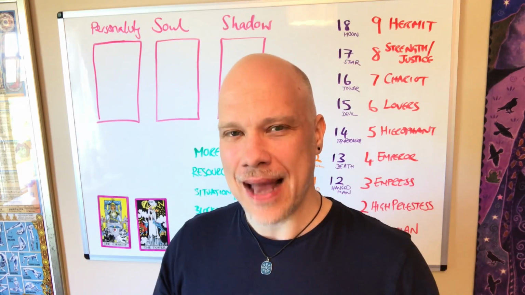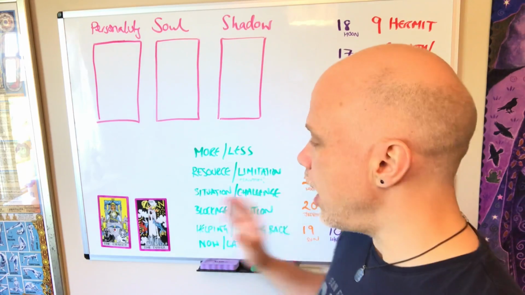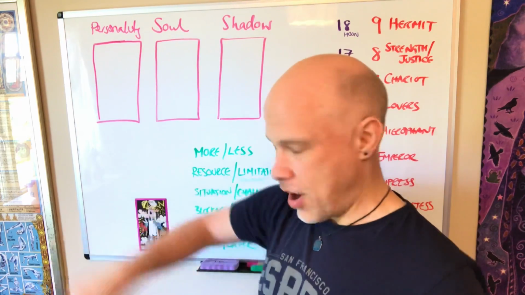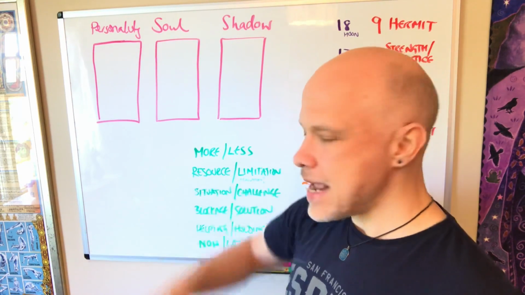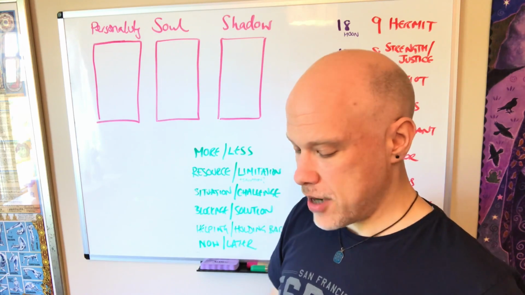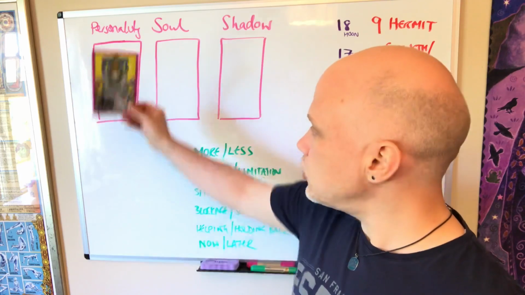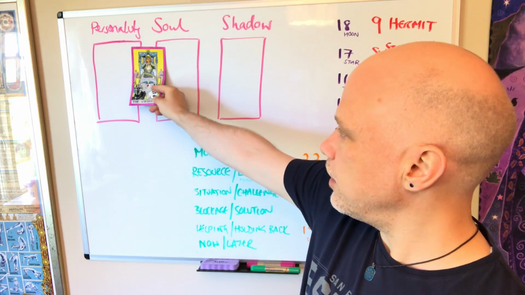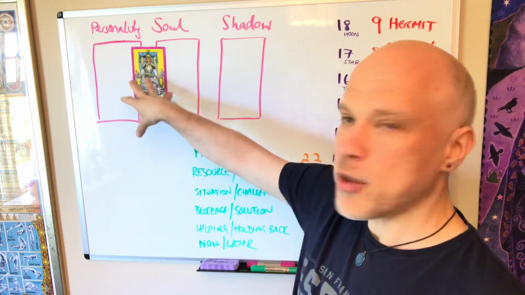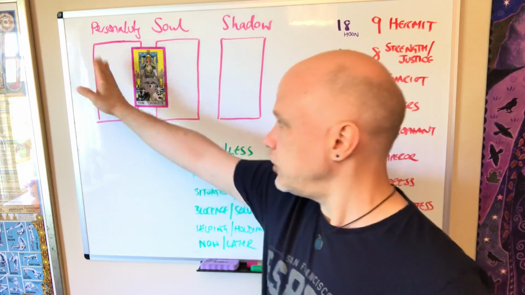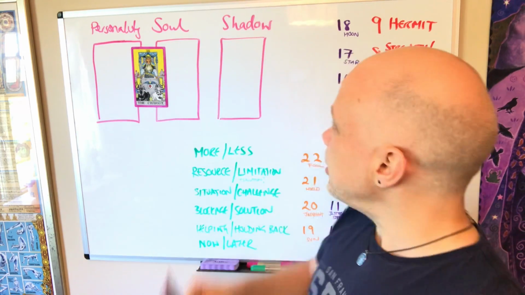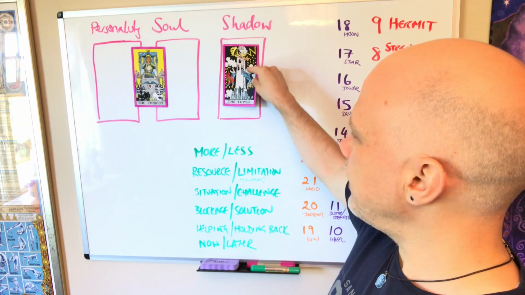Okay, so let's have a look at a spread option for personality and shadow cards. And what I have got here is my personality and my shadow card. Now in my case, my personality and shadow are the same, and it's the chariot. I'll use the one without the birth times in it for now. So I'm going to pop the chariot there. If you had two different cards, obviously you could put one there and one there. And my shadow card is the tower, so I'm going to put that there.